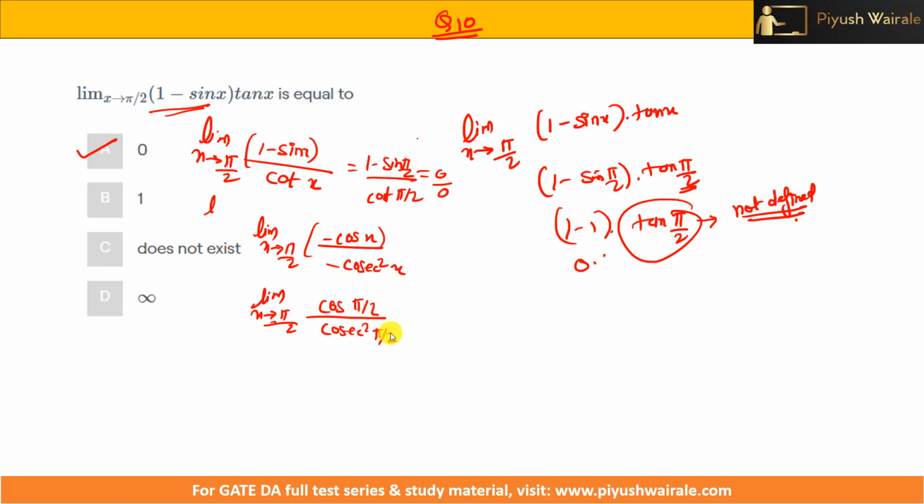Now this cos pi by 2 is basically 0. And what is cosec square pi by 2? That is basically 1. So 0 by 1 is 0. So 0 is the answer. This type of thing you can also follow.